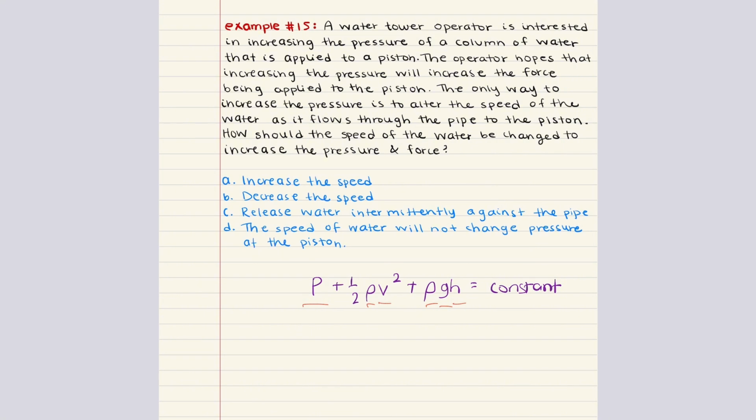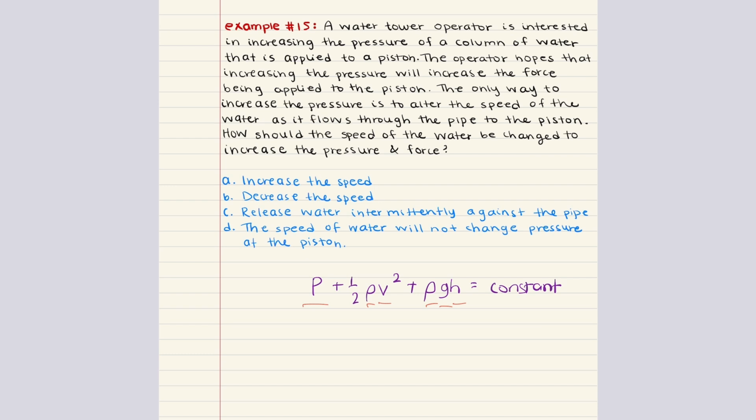Now the problem asks us how the speed of water affects the pressure and force on the piston. According to Bernoulli's principle, when water flows faster through the pipe, the pressure in the fluid decreases. On the other hand, when the water flow slows down, the pressure increases. This relationship is important for this problem because the operator wants to increase the pressure applied to the piston, which means that the speed of water must be decreased.